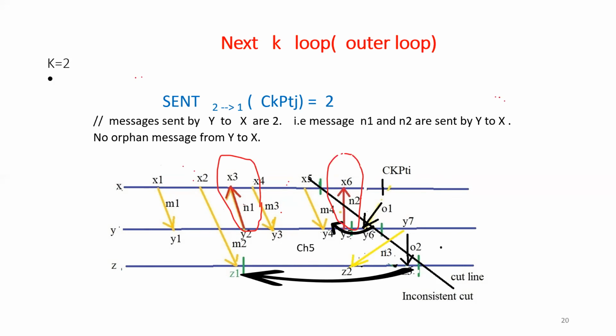Now the process Y sent 2 messages to the process X. What are the messages? N1 and N2. See the diagram. The messages are indicated in red color. See the red color messages N1 and N2. So 2 messages are sent by the process Y to X. No orphan messages are sent, so no orphan messages are received by the process X.